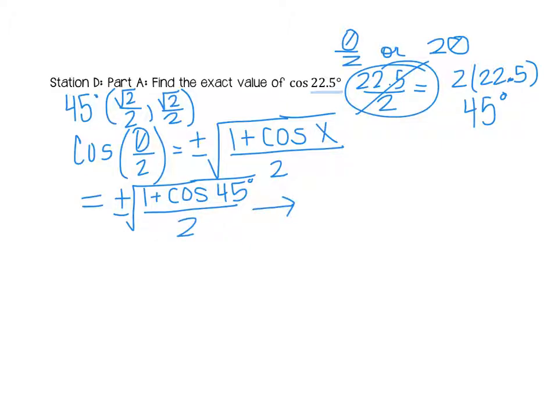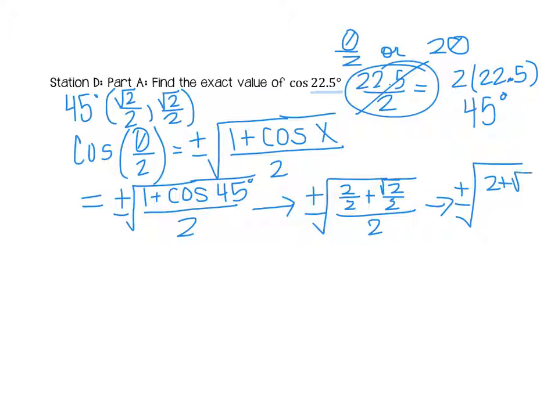Alright, the next thing I'm going to do is rewrite 1 as 2 over 2, and I'm going to go ahead and put in root 2 over 2. If you have any questions as to why I did that, please come see me. So my next line is plus or minus 2 plus root 2 over 2 times 1/2. Alright, so now I'm down to simplification. Plus or minus 2 plus root 2 over 4.